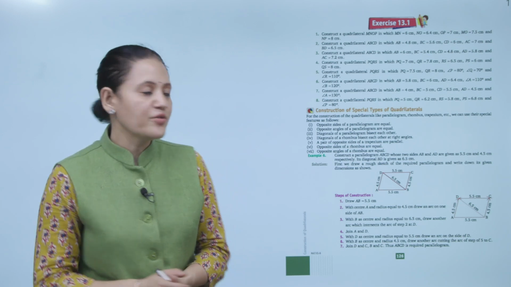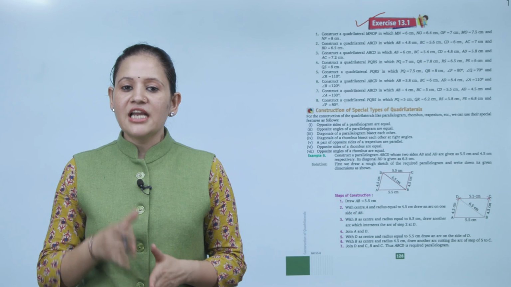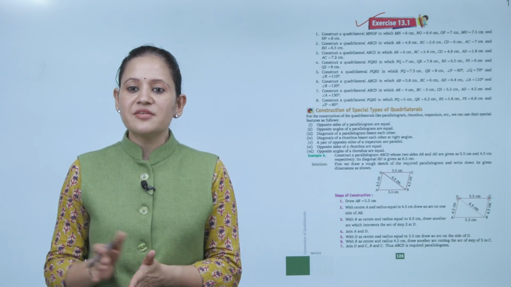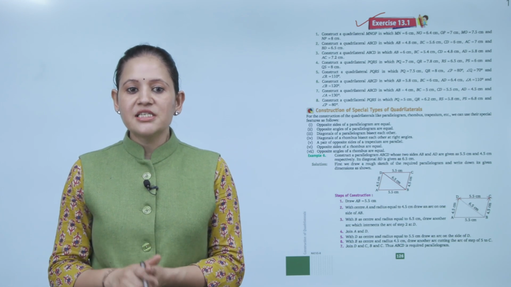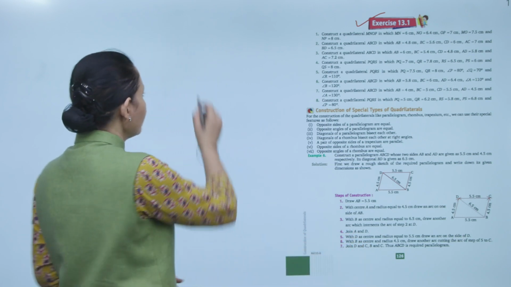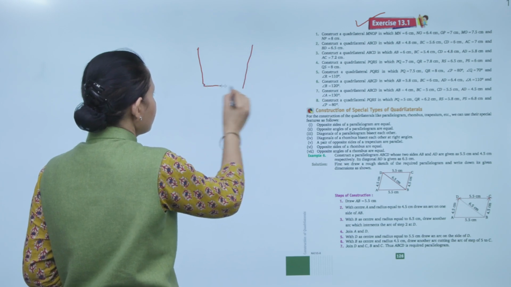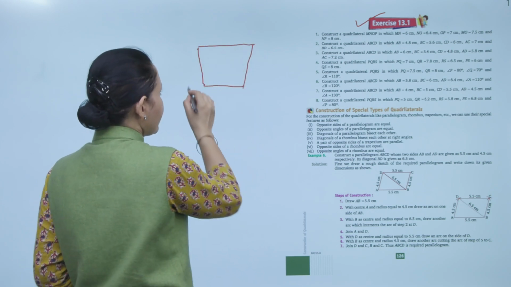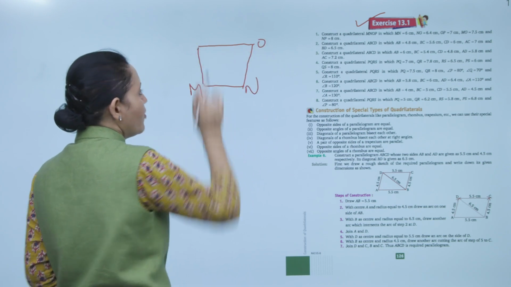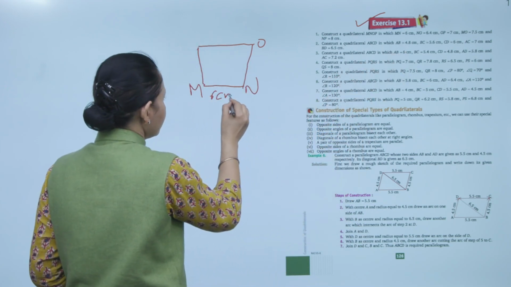Next is exercise 13.1. Construct a quadrilateral MNOP in which MN is 6 cm, NO 6.4 cm, OP 7 cm, MO 7.5 cm and NP 8 cm. So sides are given. First, we'll draw a rough diagram. Suppose this is our quadrilateral MNOP. Now what are given? MN, that is 6 cm. So this is 6 cm.